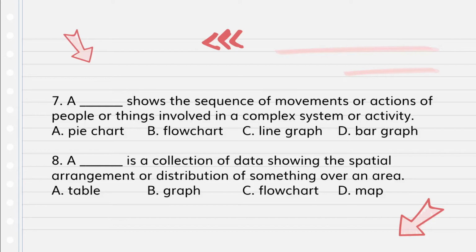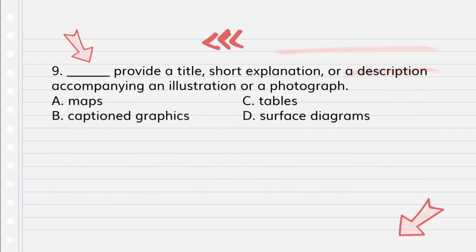Let's have number 8. A blank is a collection of data showing the spatial arrangement or distribution of something over an area. Is it A, table, B, graph, C, flowchart, or D, map? 9. Blank provide a title, short explanation, or a description accompanying an illustration or a photograph. Is it A, maps, B, captioned graphics, C, tables, or D, surface diagrams?